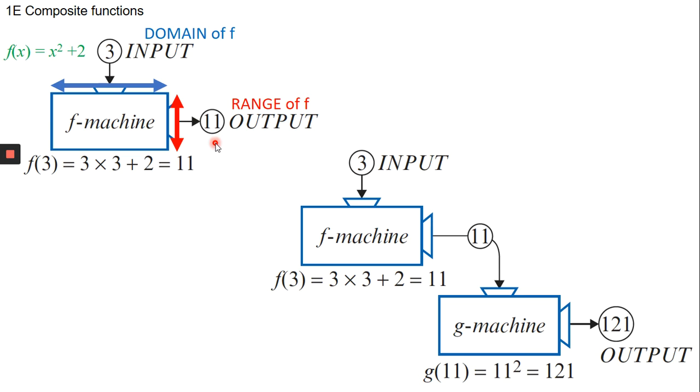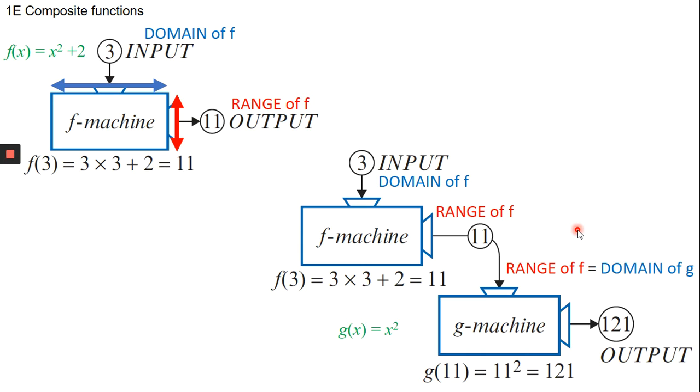So now we add another function. Function f, function g. This function f is the same. Function g is slightly different, and the function for g is x squared. So the domain of f still goes into the function machine f, and the range of f still comes out of the function machine f. But you can see that the range of f becomes the domain of g. So the range of this function becomes the domain of this function.